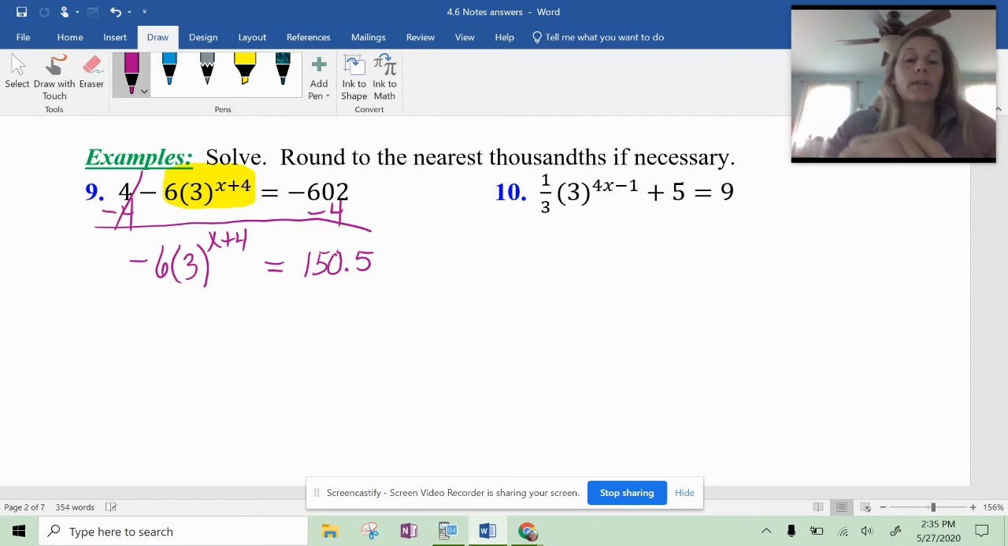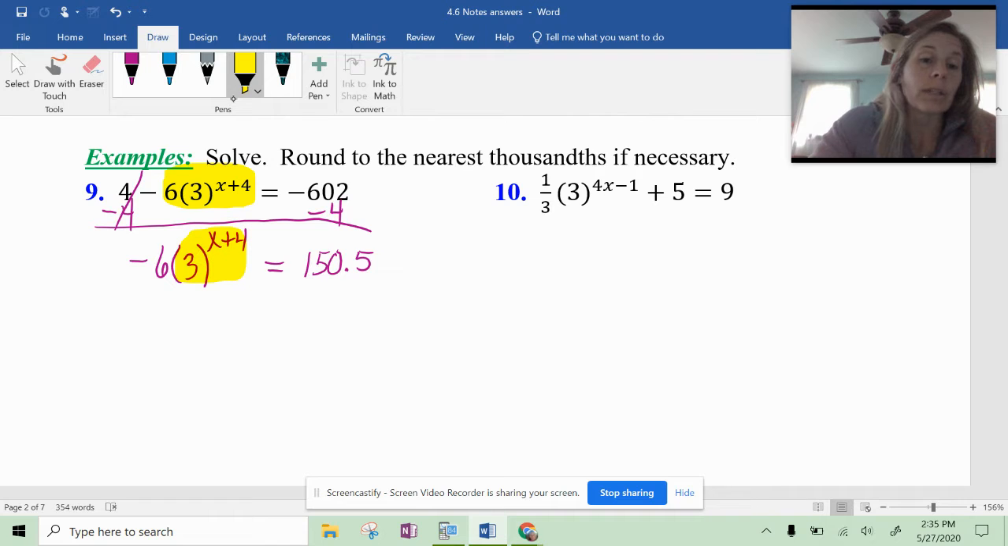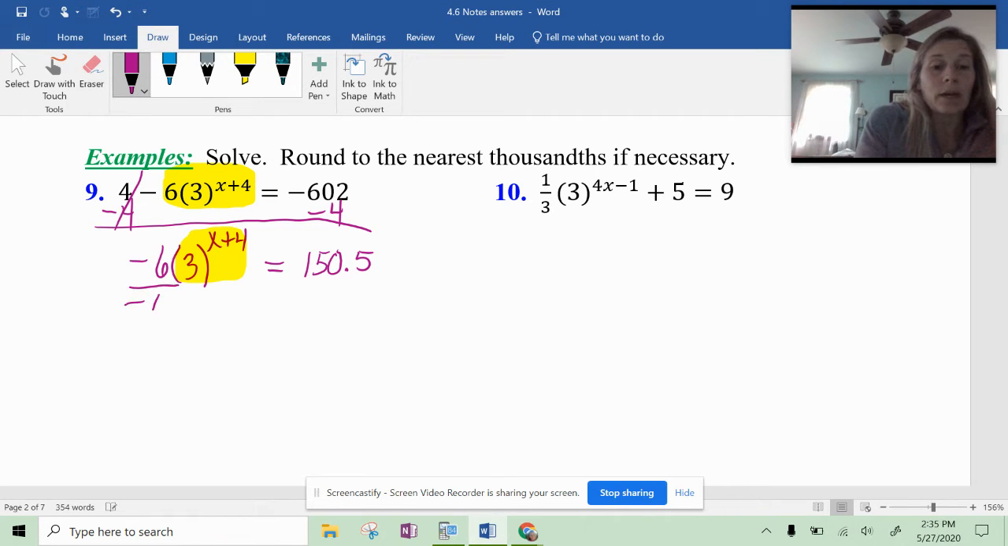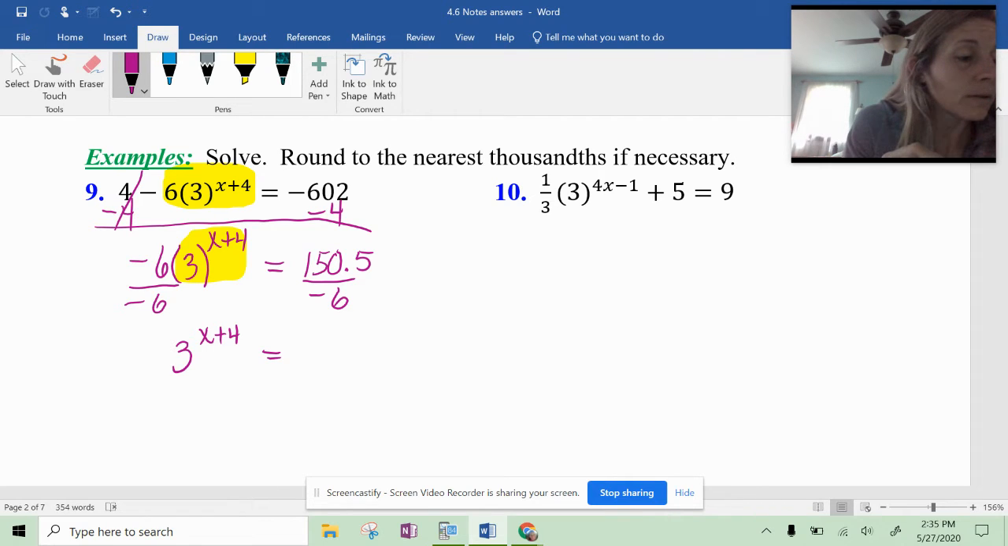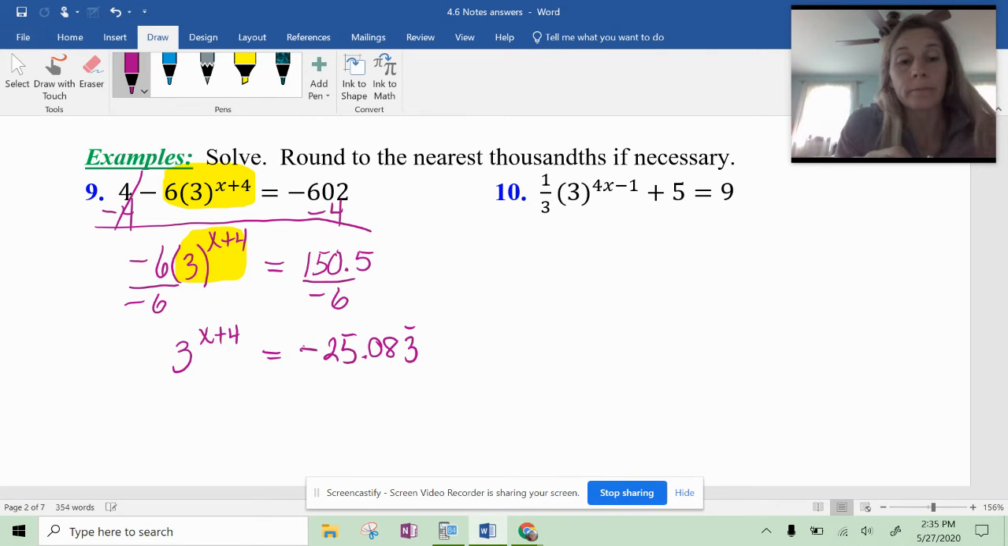Okay, so now this one gets a little interesting because you have negative 6 times 3 raised to this power. So while this part, you can't really do anything with just now, you can divide both sides by this negative 6. So then we have 3 raised to the x plus 4 on this side, and 150.5 divided by negative 6 is negative 25.083, repeating.